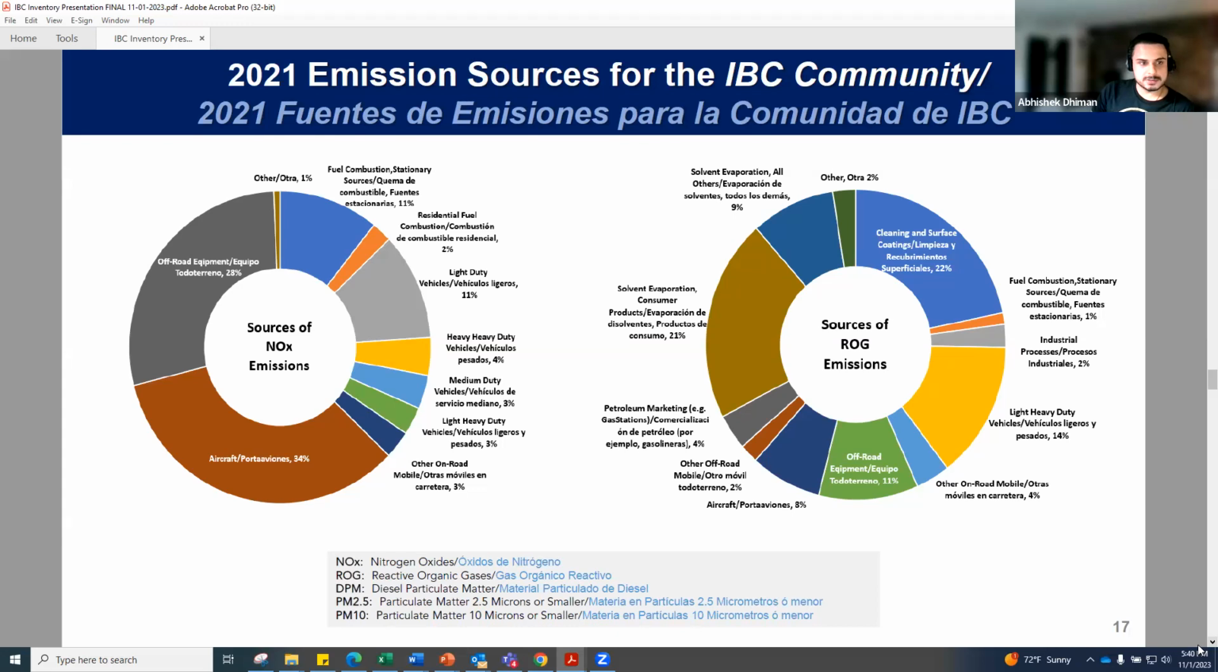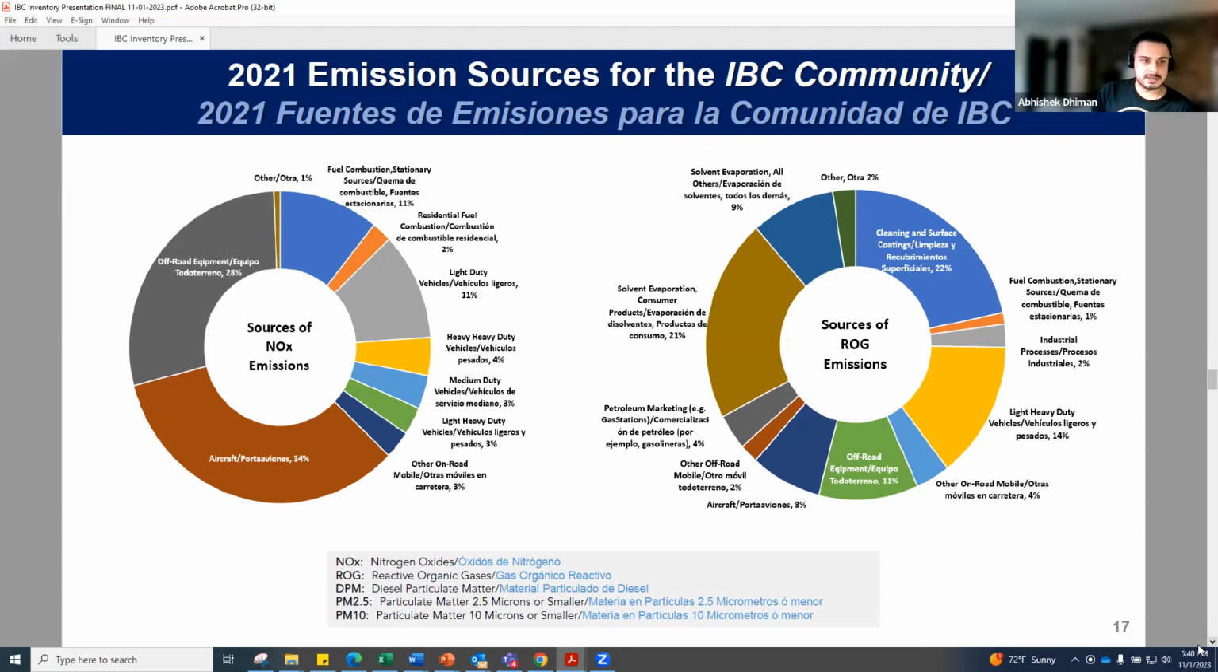Emissions from aircraft, off-road equipment, light-duty vehicles, and fuel combustion, mostly from stationary sources, are significant sources of NOx emissions within the community.